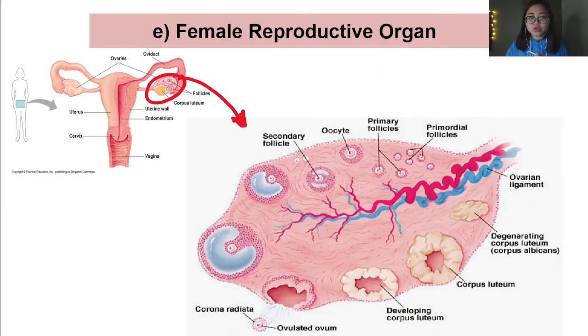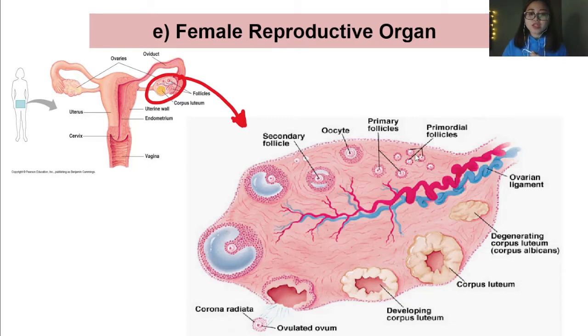If you were to get a cross-section of the ovary, this is what you would get. If you take this, cut it in half, you would see these kinds of structures inside. The ovarian ligament connects to the ovary and also supplies it with nutrients. It has the blood vessels and all that. And when you look inside, you're going to see lots of these little round things.